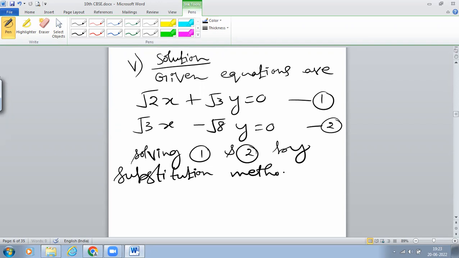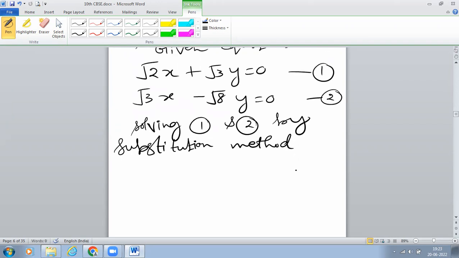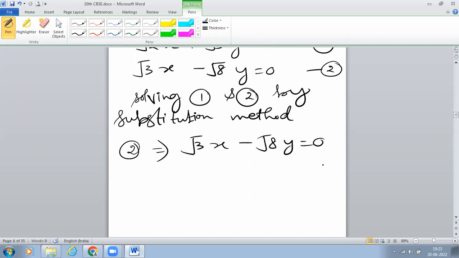So for substitution method, you can first take any one equation, that is equation number 1 or 2. I'm going to take equation number 2 because in equation number 2 we have the coefficient of y as a negative term. So I'm going to take this equation number 2 first. That is root 3 into x minus root 8 into y, which is equal to 0. Why I am choosing this equation number 2 is because this term has a negative sign. So when I take this term to the right hand side, it becomes plus. That is why I'm choosing this equation. Even with equation number 1 we can proceed. That is up to you.